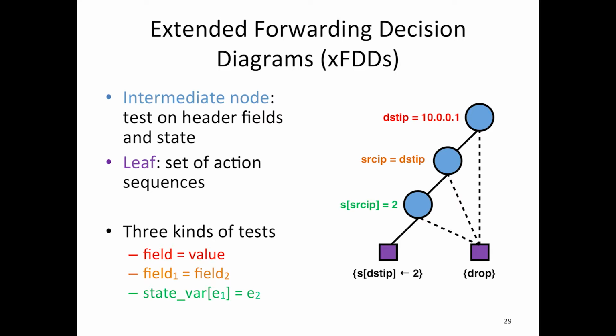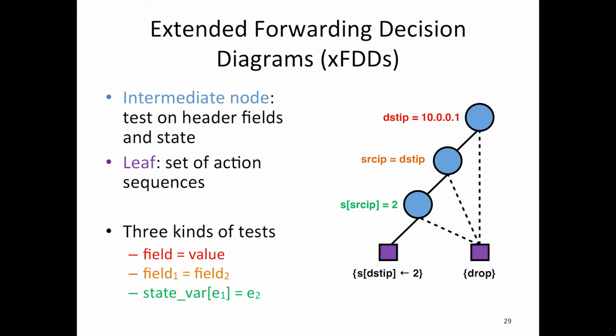You could also test whether a field is equal to another field. That becomes particularly important when you merge two programs together by composition, where the same state variable might be accessed by two different programs based on different header fields. And we may have to know if those two header fields have the same value to know if those two programs are actually reading or writing the same state variable. We can't just look at the name of the variable being used as an index. We actually have to know whether the two different indices have the same value.